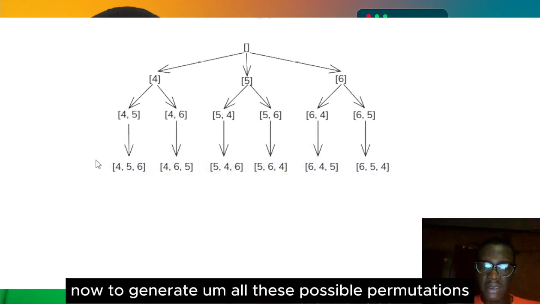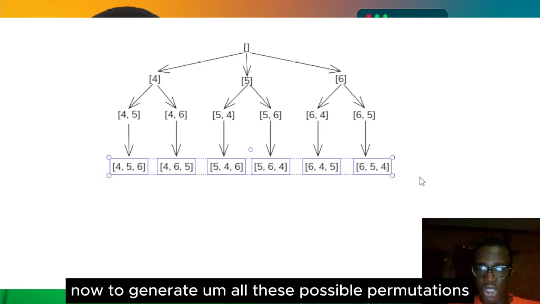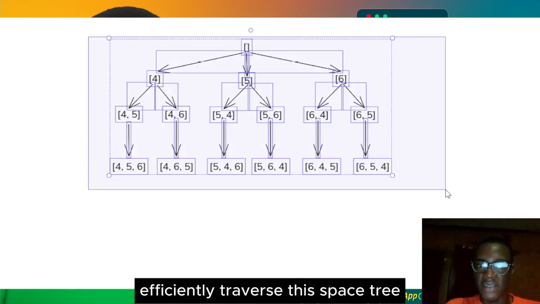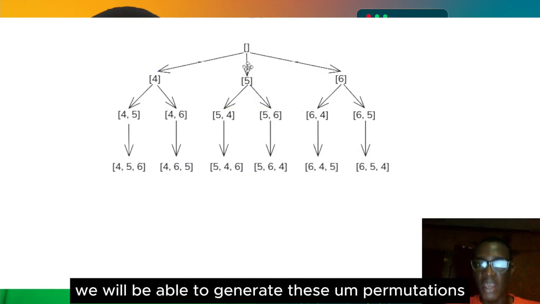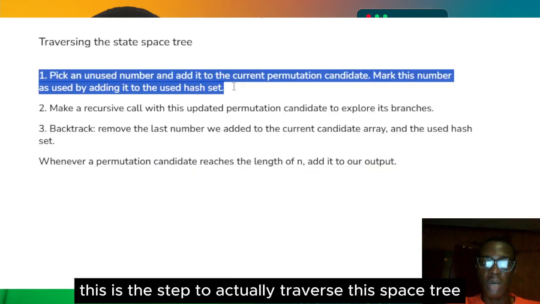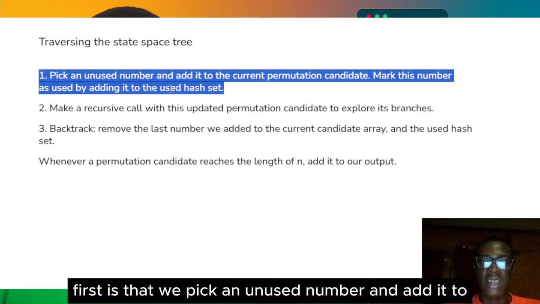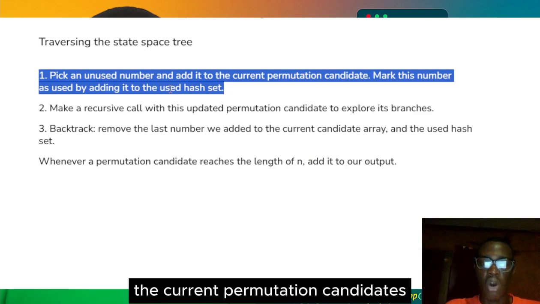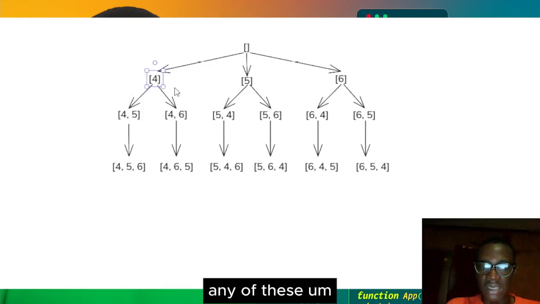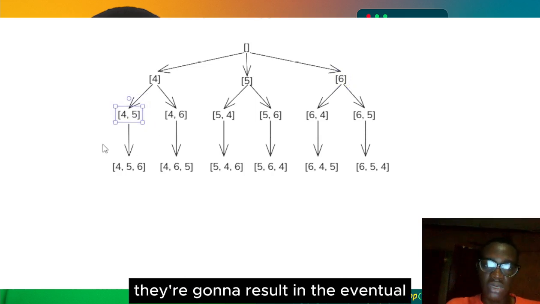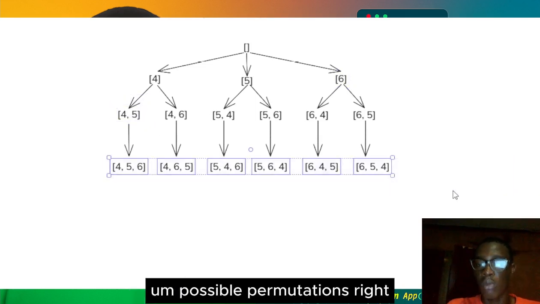Now, to generate all these possible permutations, we have to be able to efficiently traverse this space tree. By efficiently traversing this space tree, we will be able to generate these permutations. And this is the step to actually traverse the space tree. First, we pick an unused number and add it to the current permutation candidate. These are what we call permutation candidates. Any of these half-completed lists is actually a candidate. Why? Because one way or the other, they're going to result in the eventual possible permutations, right?